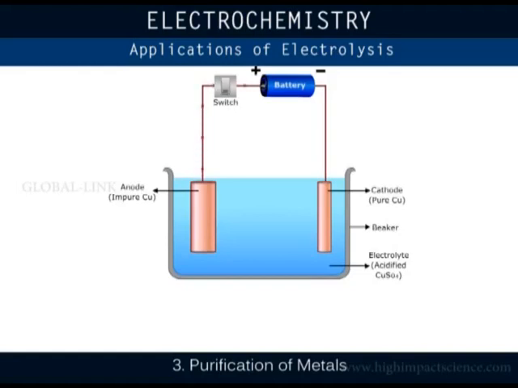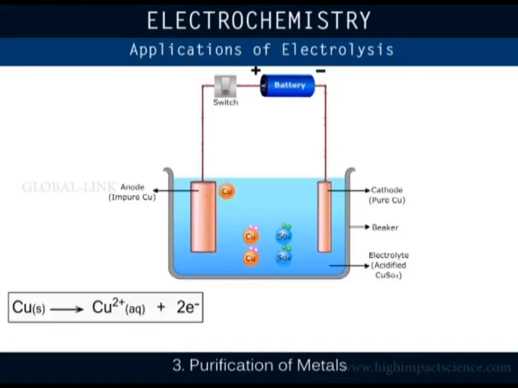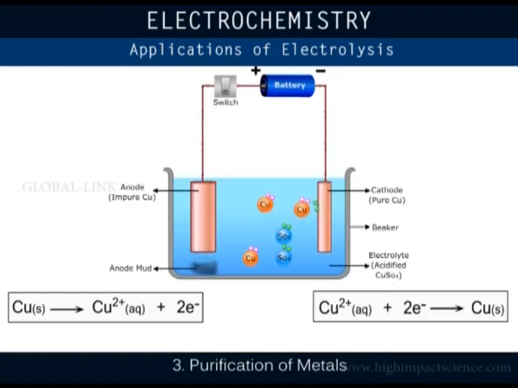When current passes, copper 2 sulfate dissociates into copper 2 ions and sulfate ions. At the anode, copper atoms lose electrons to become copper 2 ions, which move into the solution. Copper 2 ions in the solution get attracted to the cathode. They gain 2 electrons to form copper atoms.